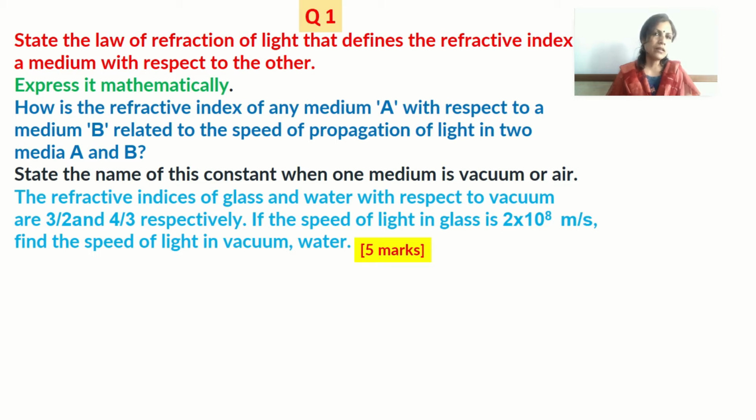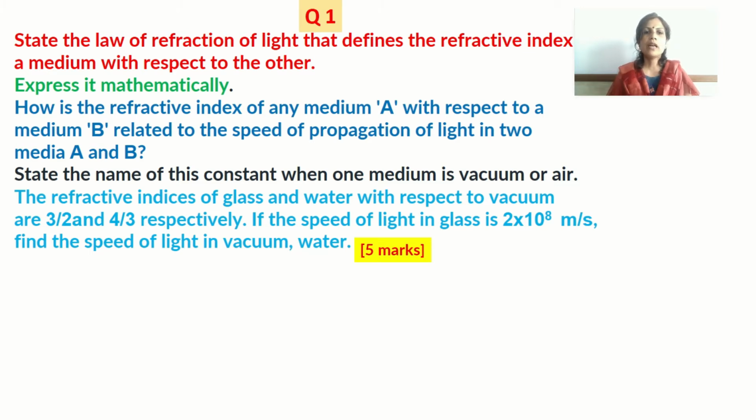Next part of this question is a numerical. The refractive indices of glass and water with respect to vacuum are 3/2 and 4/3 respectively. If the speed of the light in glass is 2 × 10⁸ meter per second, find speed of light in vacuum and in water. You can observe that a 5-mark question is been divided into parts and every part is given marks. Let's begin writing the answer.